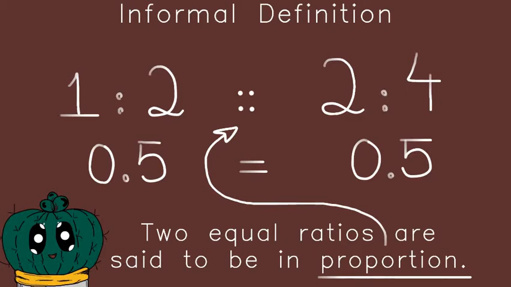1:2 is just another way of saying 1 divided by 2, and 2:4 is just another way of saying 2 divided by 4. When you simplify the expression 1 divided by 2 and turn it into decimal form, the answer is 0.5. In the same way, when you turn 2:4 into 2 divided by 4 and simplify, the answer comes out to be 0.5. In both cases, the value is equal.